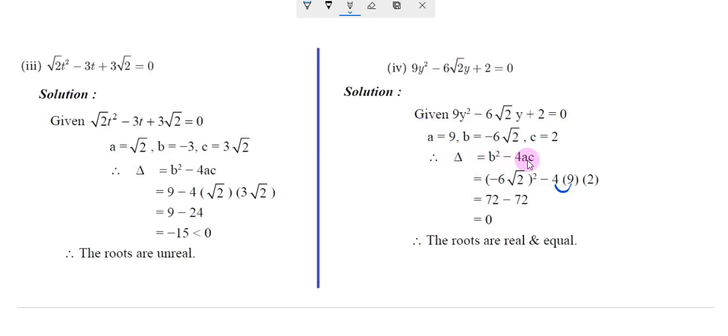Del equal to b square minus 4ac. We have applied the values, and minus 6 root 2 the whole square is 72. Next minus 4 into 9 into 2. So 4 into 9 is 36, and 36 into 2 is 72. So 72 minus 72, that is 0. So the roots are real and equal, because del is equal to 0. Understood?